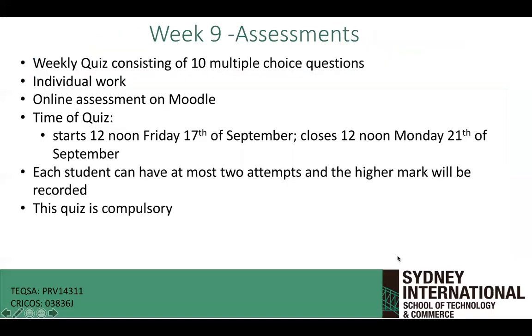Now, for this week, guys, we have the quiz. Obviously, it's the multiple choice quiz. You all know about this. We've been doing it week in, week out. It opens at 12 noon on Friday, 17th of September, and closes at 12 noon on Monday, the 21st of September. I remind you that you have 2 attempts, and we will take the highest mark that is available for you. We also remind you that the quiz is compulsory.